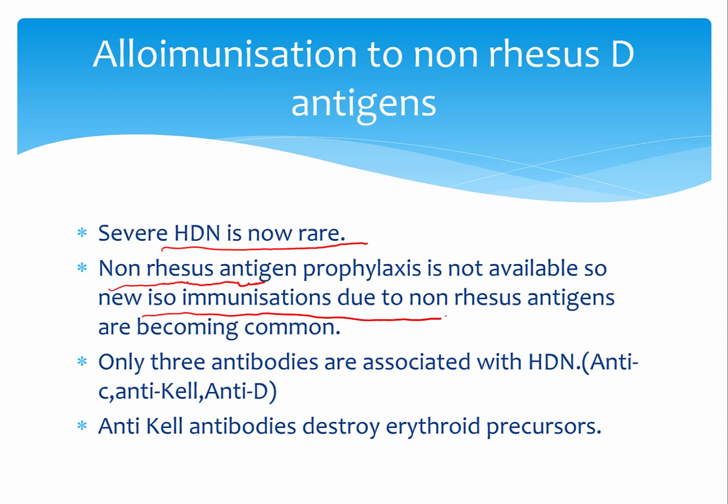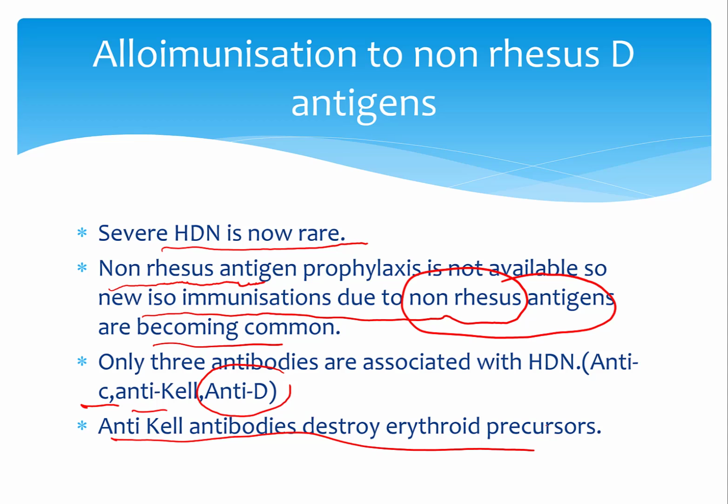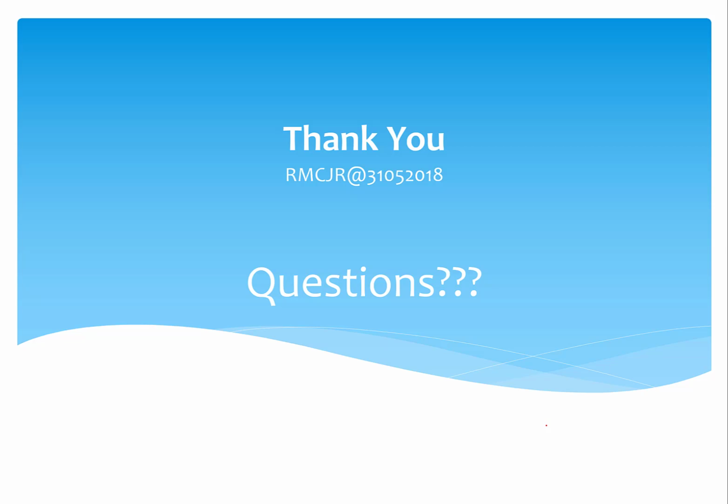isoimmunization from other non-rhesus antigens is becoming common, like KEL and anti-C, simple C. Anti-D is the rhesus disease, but anti-simple C and anti-KEL we don't cover. They can be a problem. And as I mentioned earlier, anti-KEL antibodies go and damage the bone marrow and cause anemia.